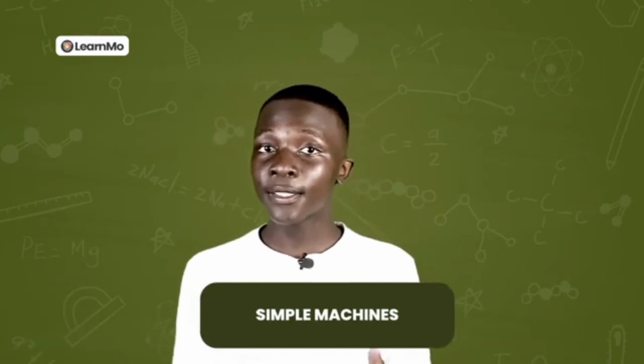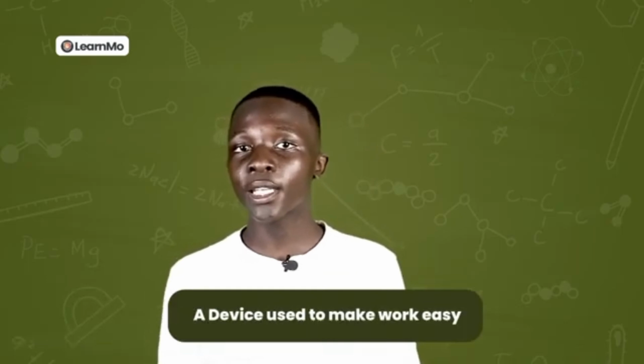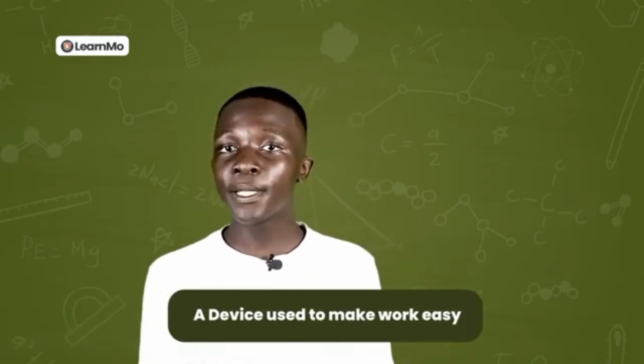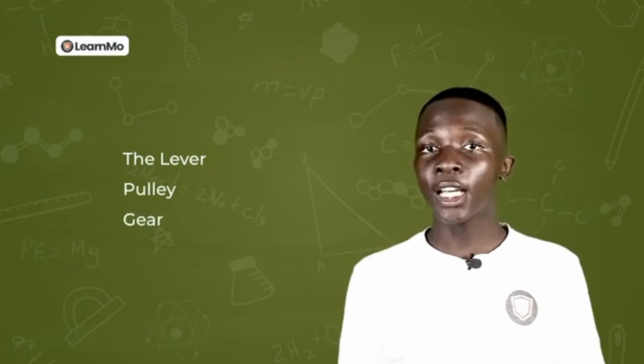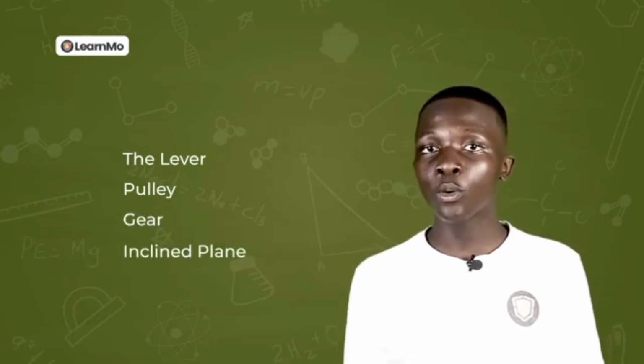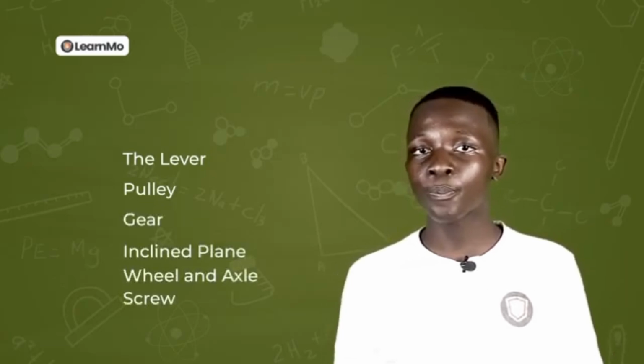In this lesson, we shall understand simple machines. What is a simple machine? Well, a simple machine is a device used to make work easy. There are basically 6 types of simple machines. That is lever, pulley, gear, inclined planes, wheel and axle, and a screw.